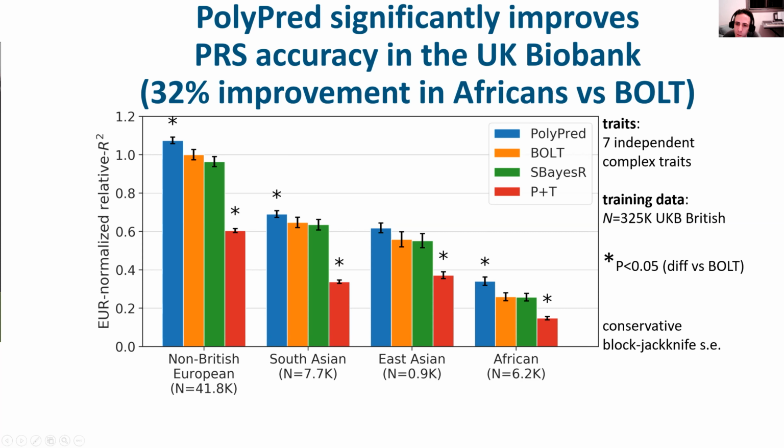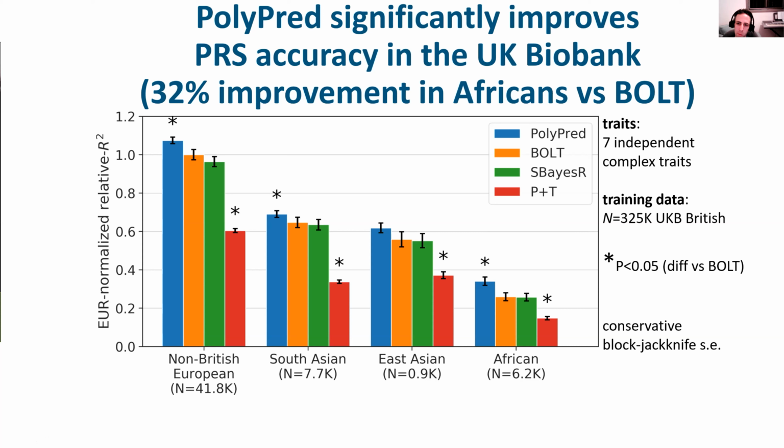And we trained 4 different methods on this training set. You can see the methods here in the colors. We have PolyPred, which is our own method. And we have BOLT-LMM, which not many people know can also be used as a PRS model, and it's the best PRS model there is, except ours. And there is SBayesR, which is pretty similar to BOLT-LMM, but it uses summary statistics, and that makes it a bit less powerful.